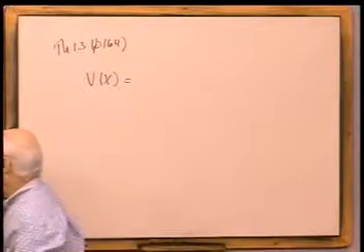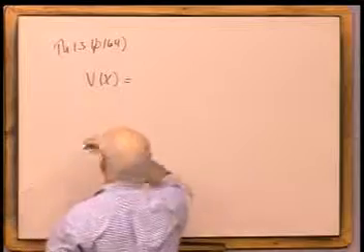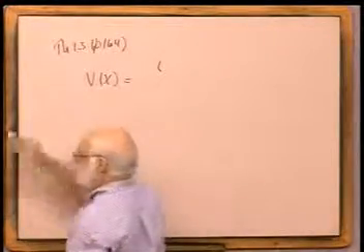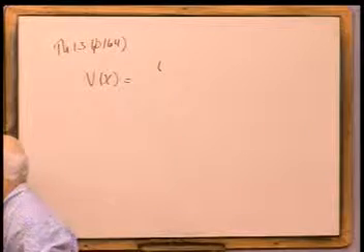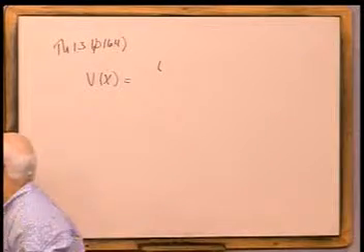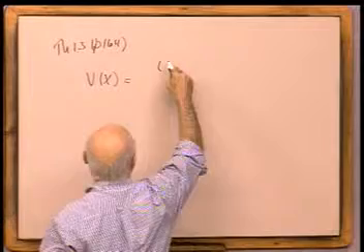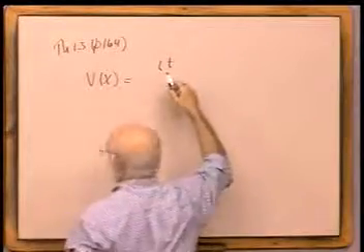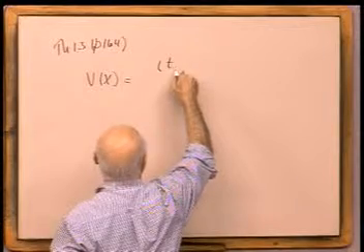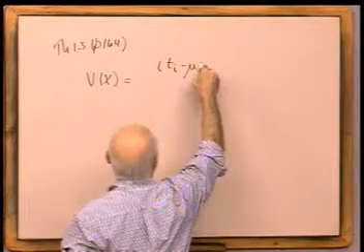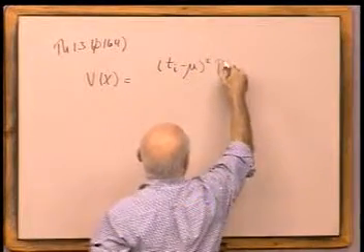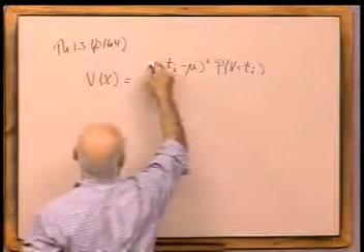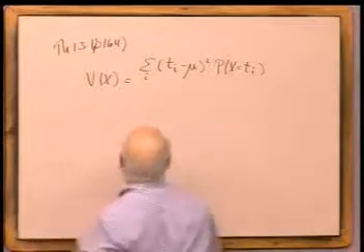So I want the expected value of (x minus mu) squared. That means the values the random variable takes, the random variable whose expected value I'm computing, is t. The t represents the x's, but it's discrete at first, so let's call it t sub i. So (t sub i minus mu) squared times the probability that x is equal to t sub i, summed over all i.